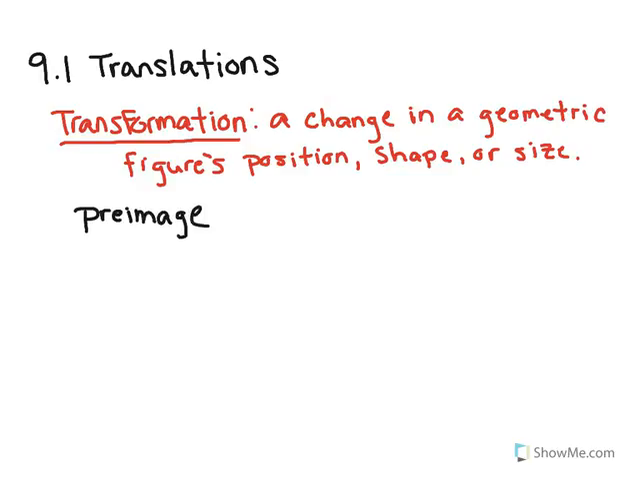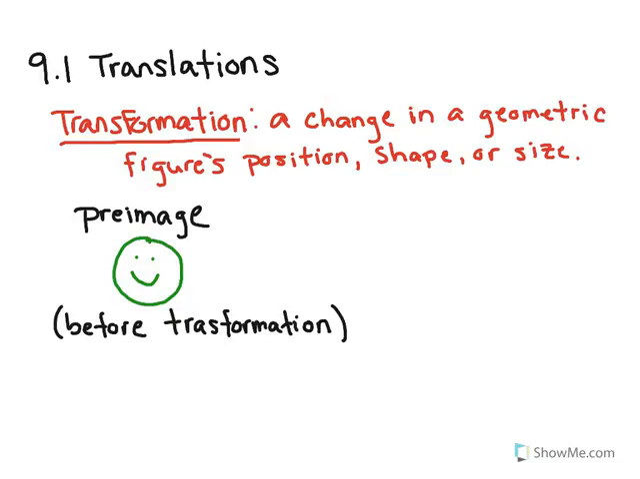So for example, we have a smiley face. And this is what my image looks like before I do anything to it. That's why it's called a pre-image. After I do a transformation, that is just called a basic image. So I could do several different things here, but let's say I have a larger face and it turned on its side. So that would be my image after I do a transformation on it.